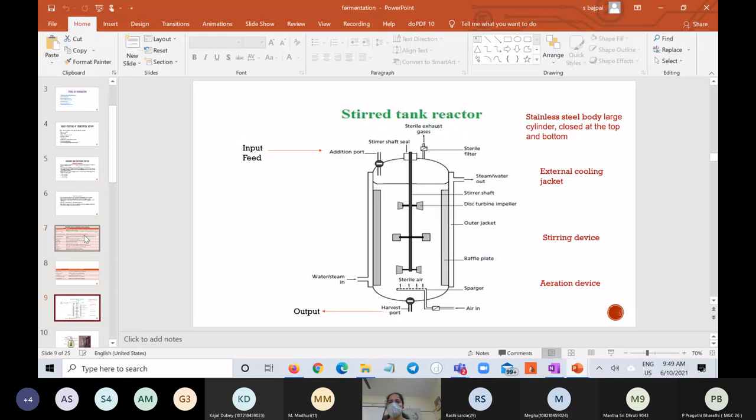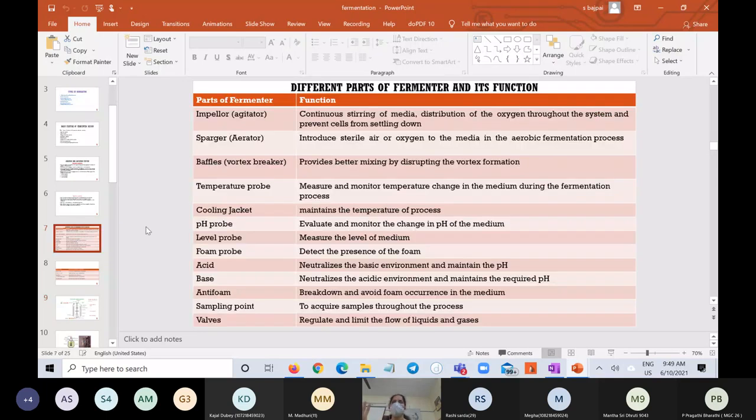So then a pH probe is there, and a level probe is there to measure the level of medium, because we cannot fill the media 100% in the tank. There is a certain level, and this probe is there to measure that level. Then the foam control is there to detect if the foam formed is in excess, and that also should be controlled for the appropriate reaction to continue.